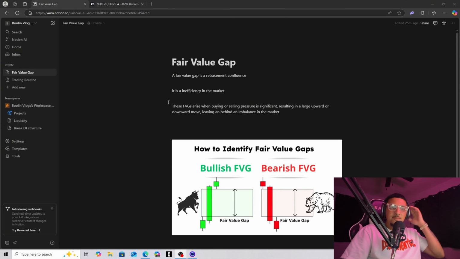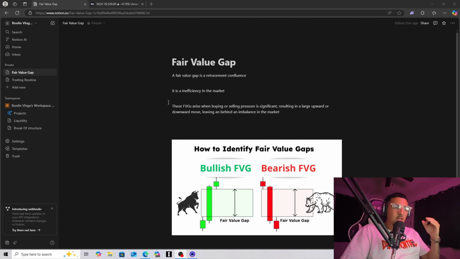So, guys, today we're gonna talk about fair value gaps. It's super important, guys, the fair value gaps in the market. I need you guys to understand this and know what a fair value gap is. Remember, we already went through liquidity, resistance and support, and break of structure. Now we're going to fair value gaps. This is really important. Those are three confluences.